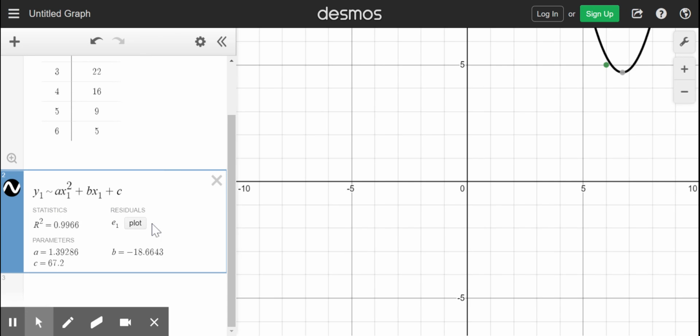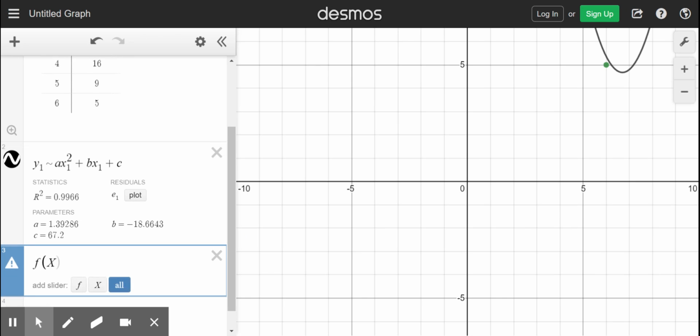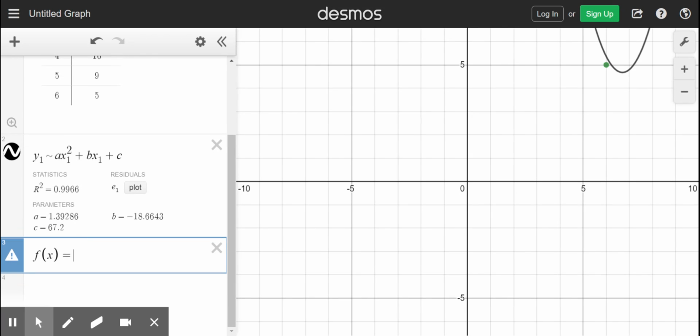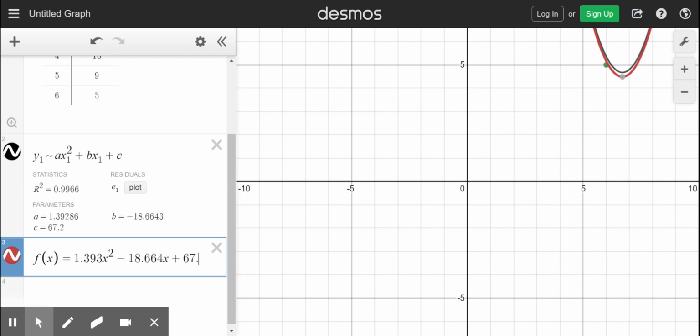It told me r squared e1. Don't worry about that. Here is what I'm looking at. I want to look at a, which is 1.39286, b is negative 18.6643, c is 67.2. So now I know that my quadratic function is y equals, or f of x equals my a, which is 1.393. Let's round it to the nearest thousandth, x squared, plus b, which is minus, because b is negative, 18.664, rounding that to the nearest thousandth, x, plus my c, which is 67.2.